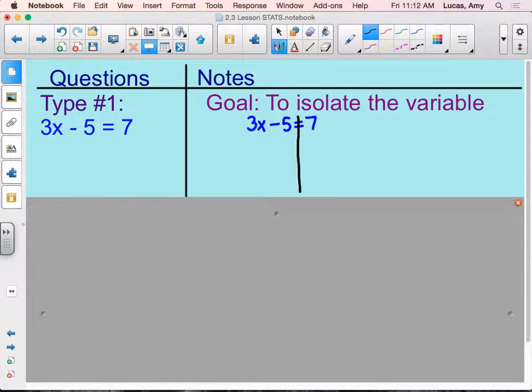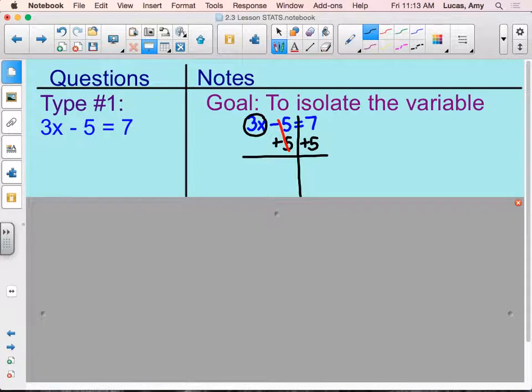I'm going to draw my track, and I want you to look at where the variable is. Sometimes it's helpful to even circle it. So my variable is x, and it's attached to a 3. So 3x is my variable part. Looking at that 3x, I can clearly see on the same side with it that there's a minus 5. So just like with one-step equations, I'm going to use inverse operations to take care of that minus 5. So I'm going to add 5 to cancel out the subtracting of 5, like this.